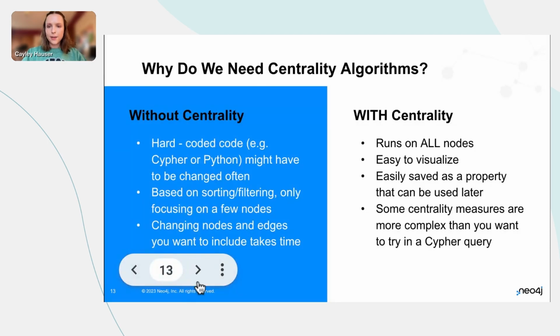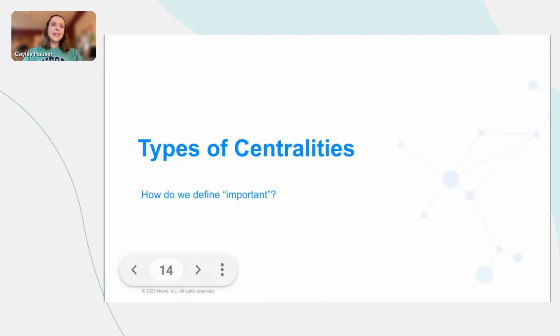All right. So now let's begin looking at some of the different types of centralities that we have. This is not an exhaustive list of every single kind of centrality that is available in Neo4j's graph data science library, but these are some of the most common ones and what you'll see used most frequently in a lot of applications. So let's talk about some of the most common centralities and how we define what is important.